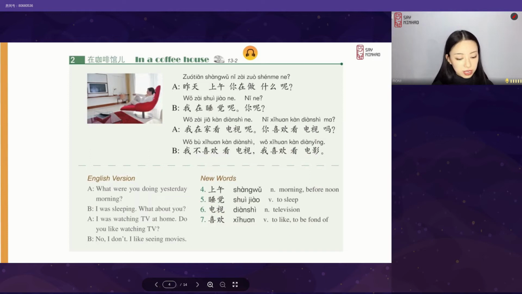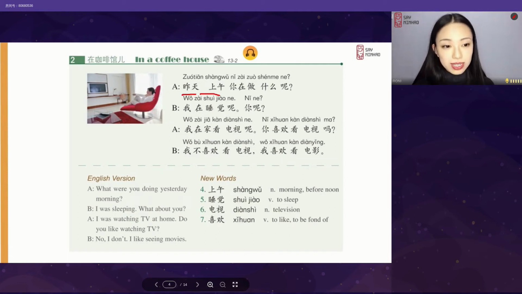Now let's try to read these words from the start, each word twice. Read after me please. 上午. Please pay attention to the 午, it is half the tone. 上午. Next one, 睡觉, 电视, 喜欢. 欢 is neutral tone. Okay, I will read the text now. Let's move on to the text. I will read it and please listen to the pronunciation carefully. 昨天上午你在做什么呢？我在睡觉呢。你呢？我在家看电视呢。你喜欢看电视吗？我不喜欢看电视。我喜欢看电影。Okay, let's see this text sentence by sentence.